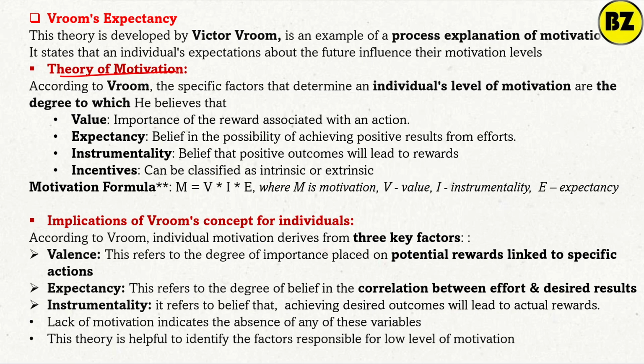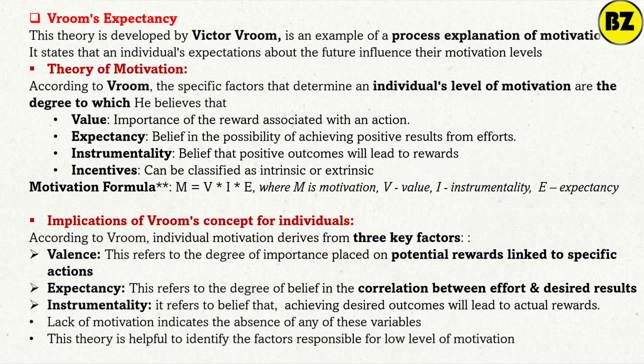According to Vroom, the specific factors that determine the individual's level of motivation are the degree to which he believes in value, expectancy, instrumentality and incentive, right? So what do you mean by value here? Value is the importance of the reward associated with the action. Expectancy is the belief in the possibility of achieving the positive result from the effort, and instrumentality is the belief that the positive outcome will lead to the reward. Incentive can be classified as intrinsic or extrinsic. Intrinsic means job satisfaction, like the internal. Extrinsic means like a person's salary.